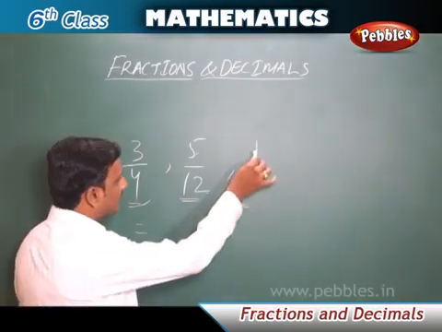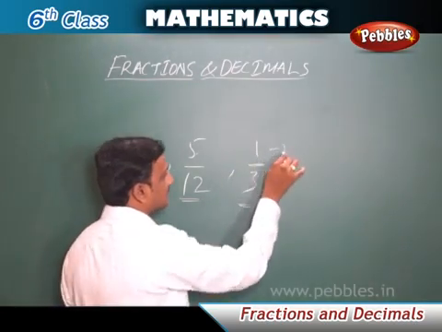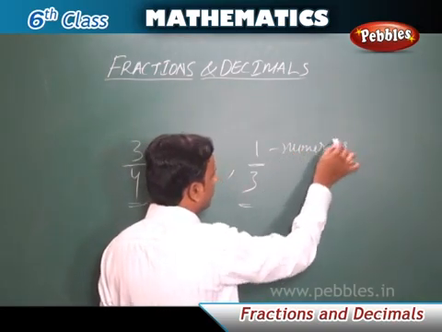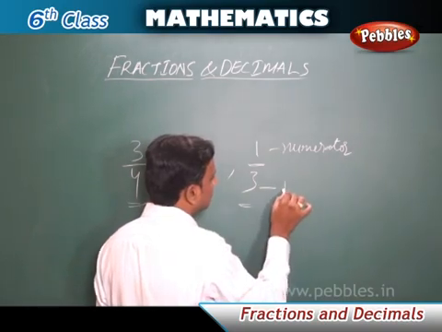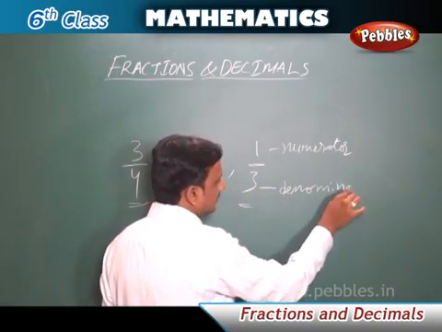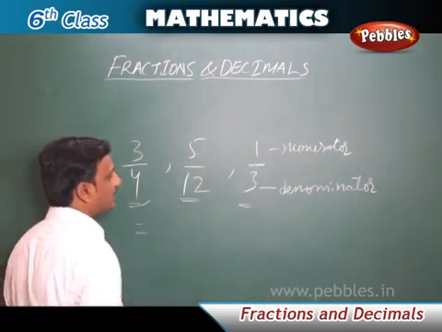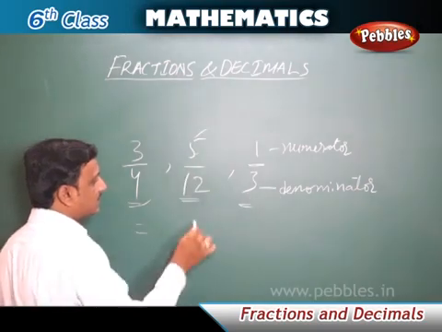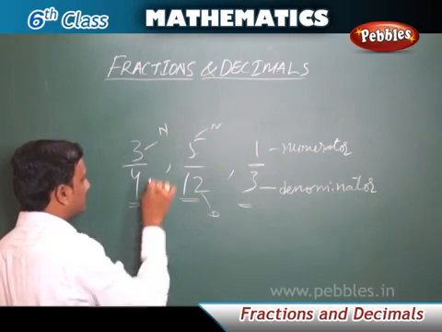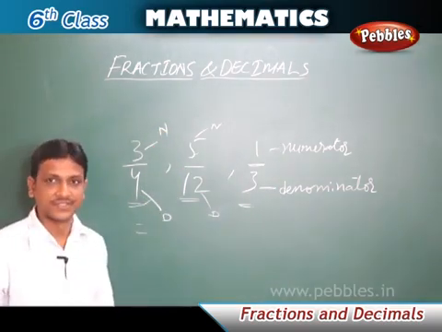See, every fraction has two values. The top one is called the numerator. And the bottom value is called the denominator. So here 3 is the denominator, 1 is the numerator. 5 is the numerator and 12 is the denominator. 3 is the numerator and 4 is the denominator in these fractions.